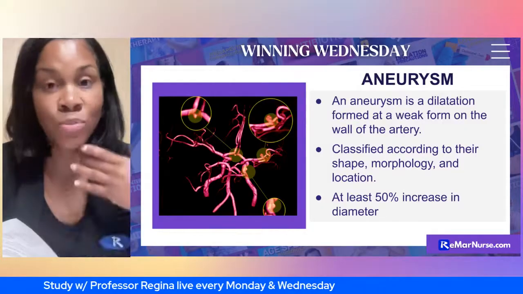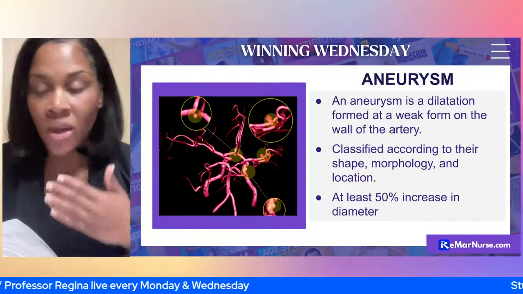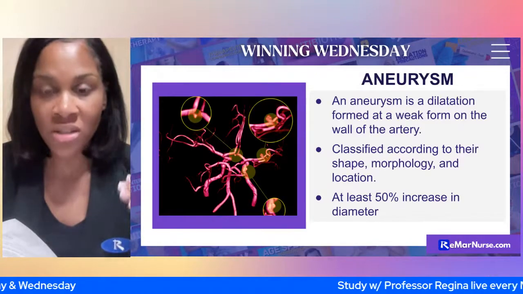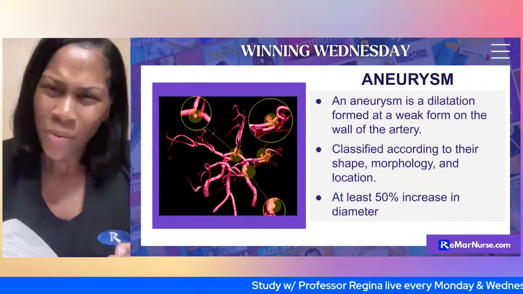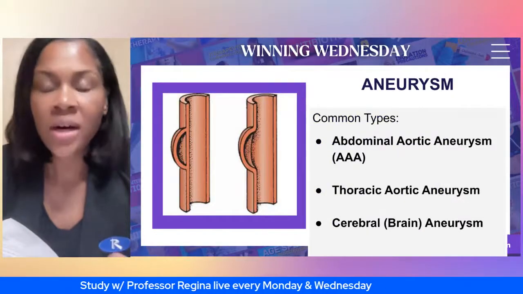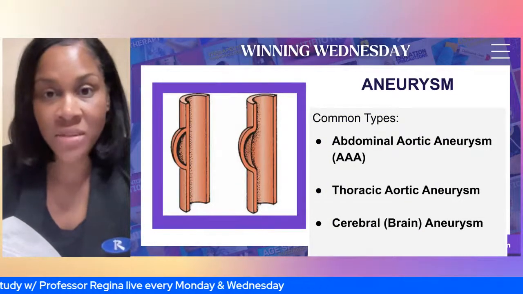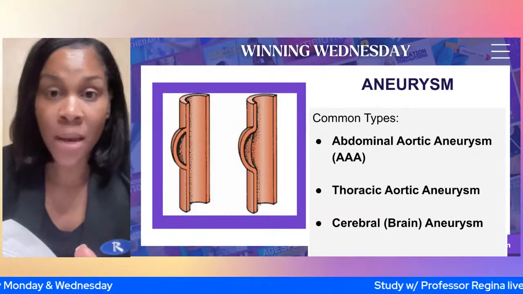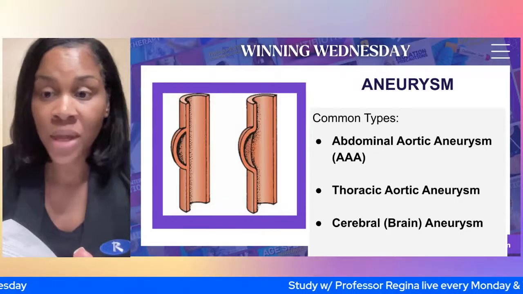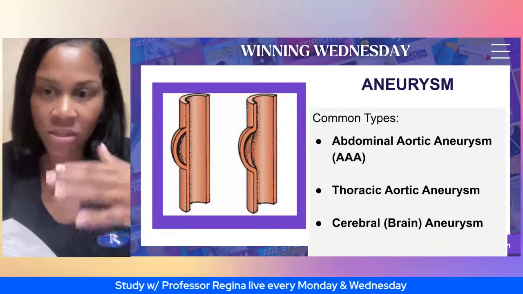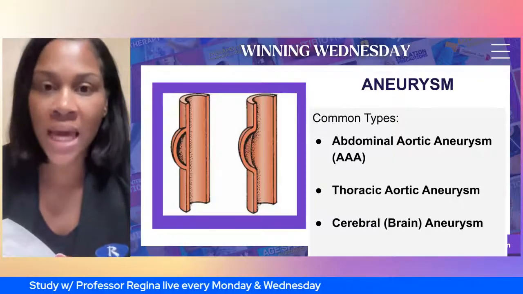When NCLEX presents this to you, it will no doubt be an emergency situation. So how do we act? How do we prioritize care during that? The common types of aneurysms, these are the 3 that you need to know: the AAA, which is the abdominal aortic aneurysm, the thoracic aortic aneurysm, and the cerebral aneurysm.